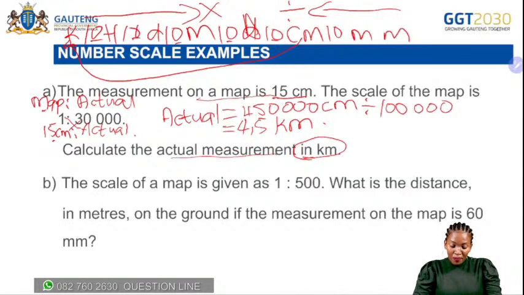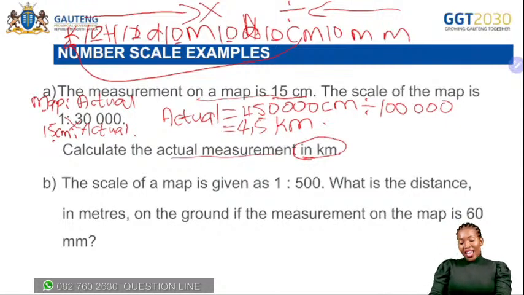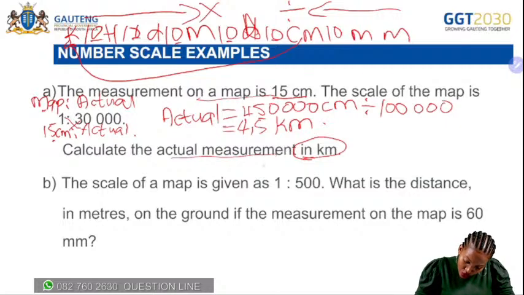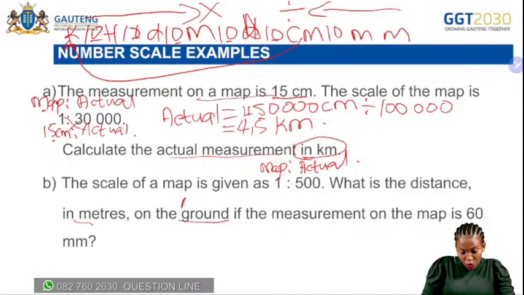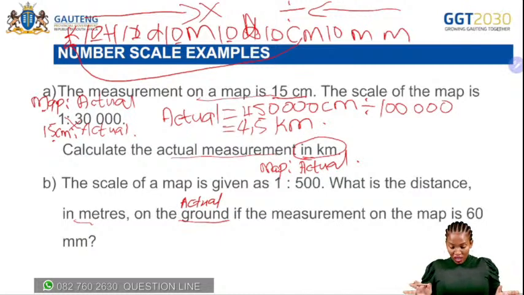And then B, the scale of a map is given as 1:500,000. If you are in the exam, I want you to write already that the 1 is the map, and then the 500,000 is what then? The actual. So that is the scale that is given to us. What is the distance in meters on the ground? On the ground means what? The actual distance.